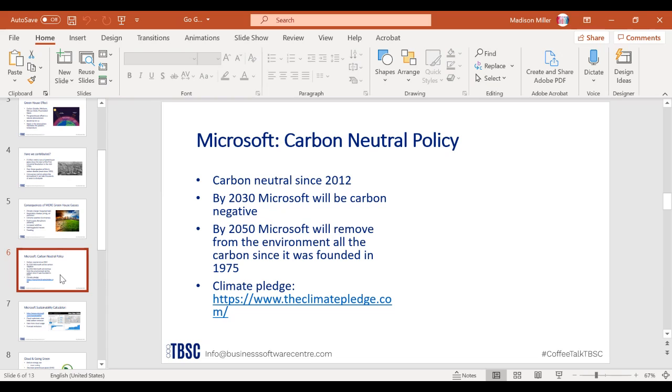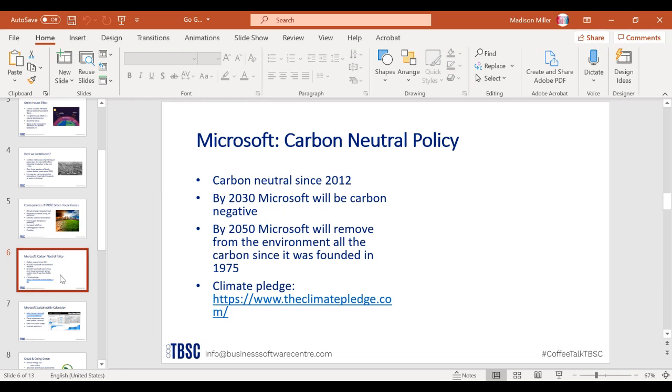So Microsoft has announced their carbon neutral policy. Now this has been going on for quite some time, and they've been carbon neutral since 2012. It means whatever carbon they create, they are able to balance out. So every year they're neutral, they're not adding or contributing to anything.